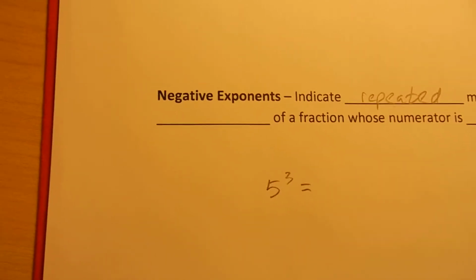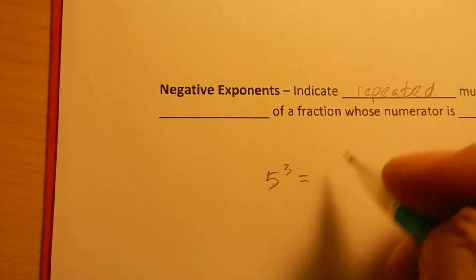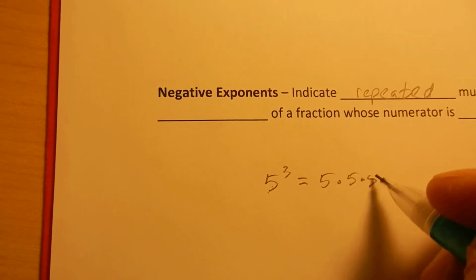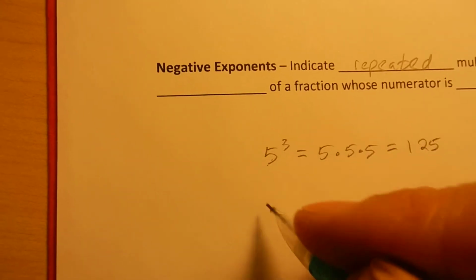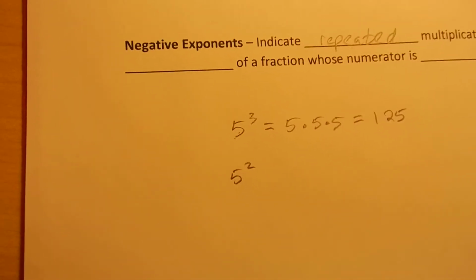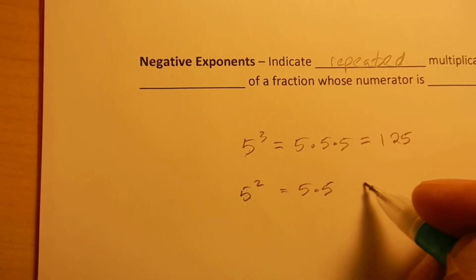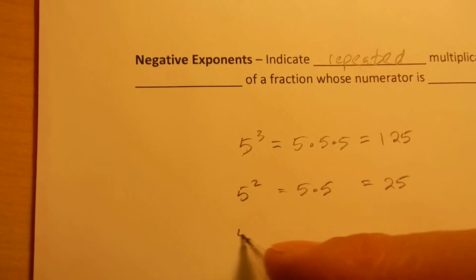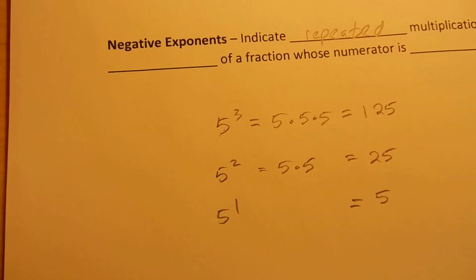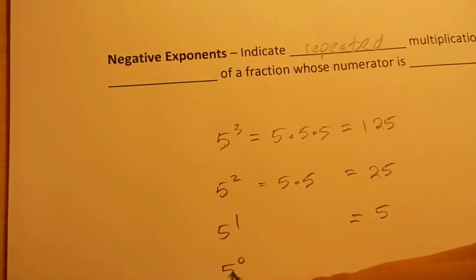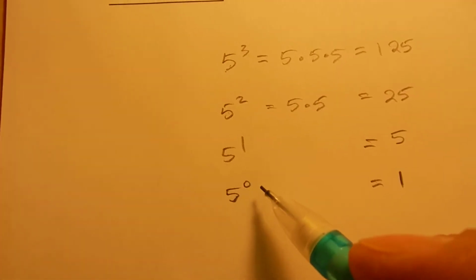5 to the third power really means 3 5s multiplied together. Repeated multiplication of that base. So 3 5s multiplied together will give me that amount. 5 squared means repeated multiplication of that base, or 5 times 5. 5 to the first power has a value of really just 5, and from a previous activity, 5 to the 0 power has a value of 1.